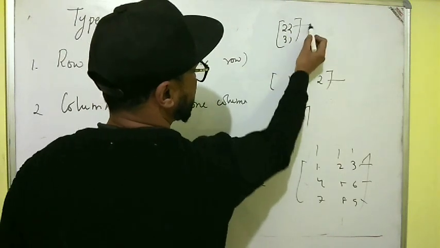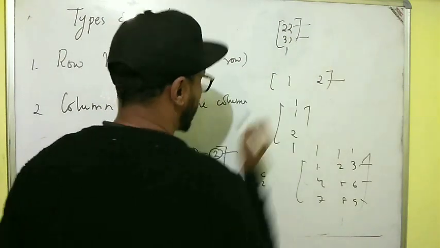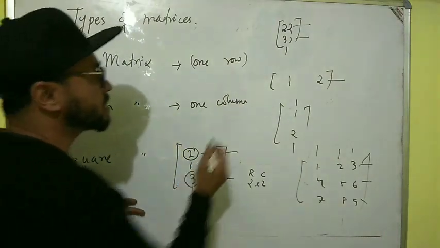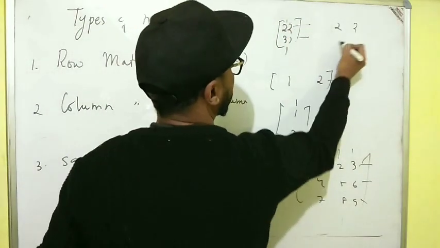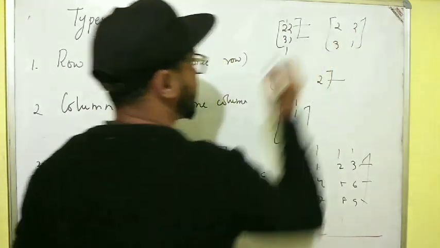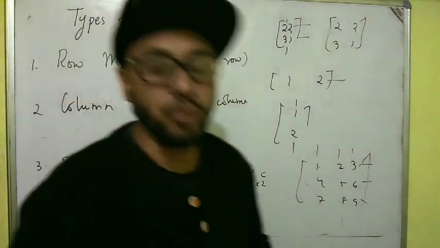If you look at this one, then this will be your 2 rows and 1 column. But here we have 2 rows, 2 columns. Right? So you have to leave a gap while writing the elements. Otherwise the whole thing will go wrong.